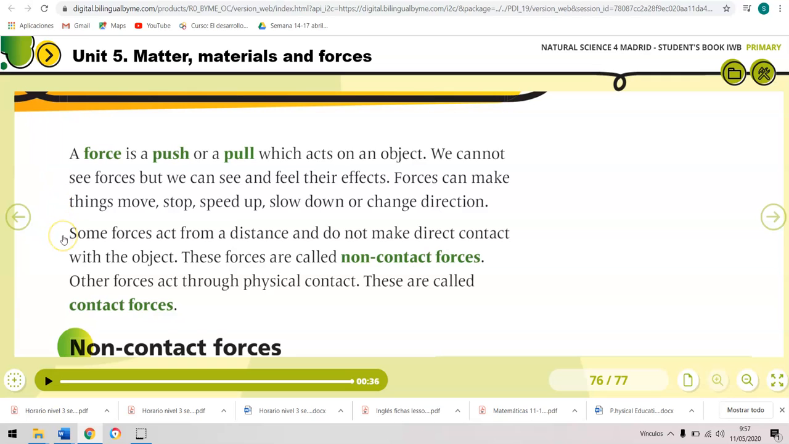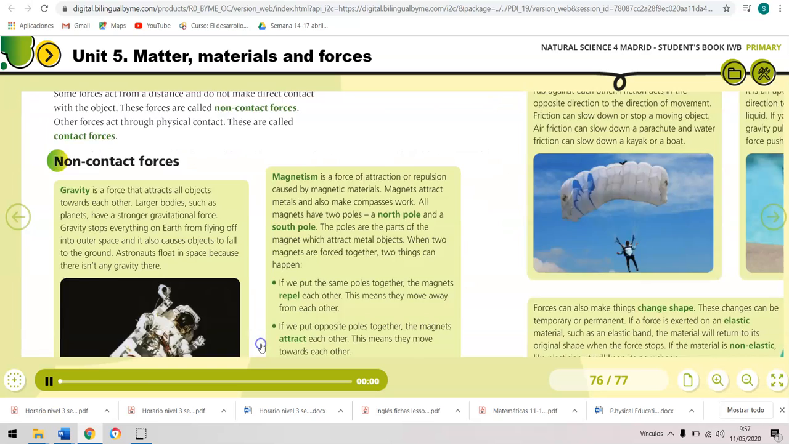Here it says that some forces act from a distance and with no contact. Some forces do not need any contact, okay? These are called non-contact forces. But some forces need physical contact. These are called contact forces. So let's start by talking about the non-contact, the ones that I don't need to touch anything.